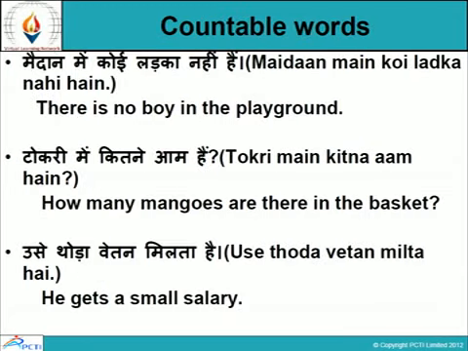Now some countable words. मैदान में कोई लड़का नहीं है. That means there is no boy in the playground. मैदान में कोई लड़का नहीं है. You're counting boy. There is no boy. You're counting. No is here a countable word because it is counting how many. So the answer is no boy.